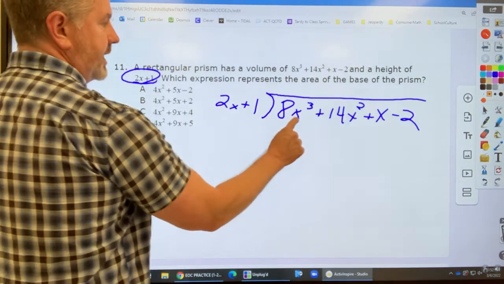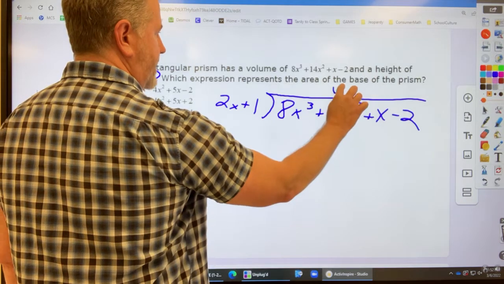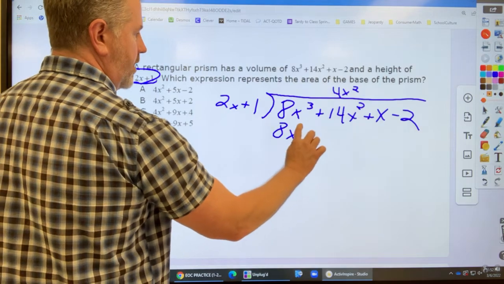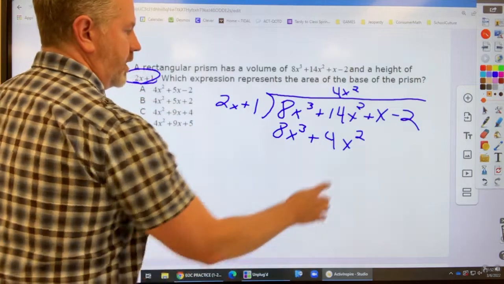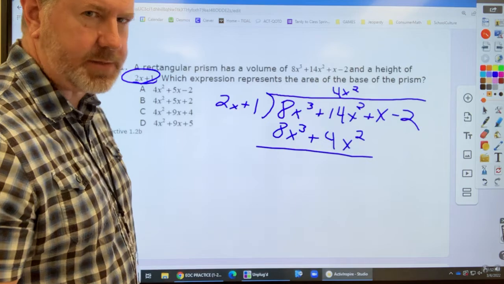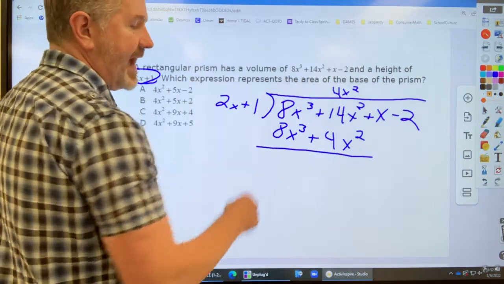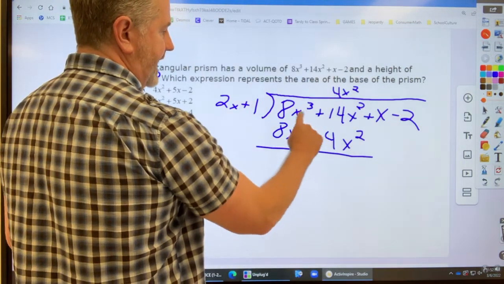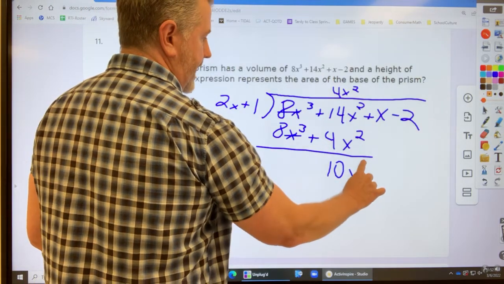So 2x goes into 8x to the third, if we put it over the next term, 4x squared times, multiply. This is a little tricky. Remember, it's Dracula's mother sucks blood, right? When you do long division. So we've divided, we've multiplied. Now we subtract, but you've got to subtract both terms. So the 8's cancel when we subtract, but we've got to subtract this. We end up with 10x squared.